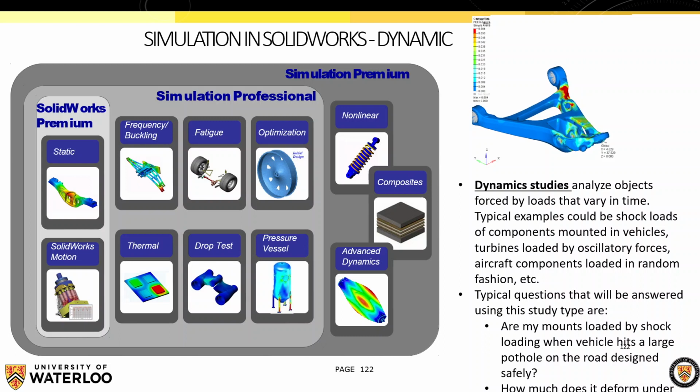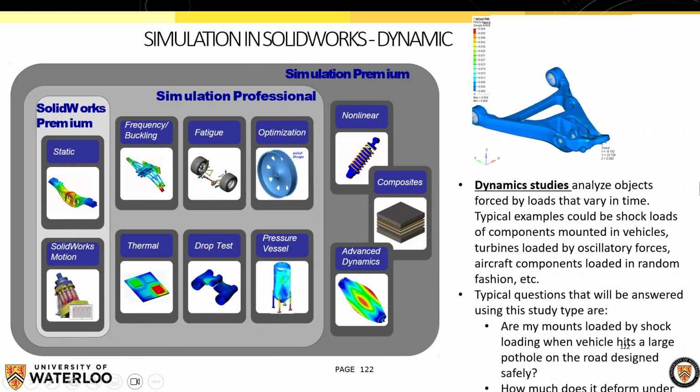So things like components that are mounted in vehicles, rotating machines, turbines, anything that's exposed to an oscillatory force, things like aircraft components, things that are loaded in a random fashion. So even wind turbine blades would be something like this. So typical questions that you might ask yourself are, are the mounts of my particular component loaded by shock loading when it hits a large pothole, in this case, which is what I'm showing up here. This is a suspension component. If you hit a very large pothole, this is what would happen.